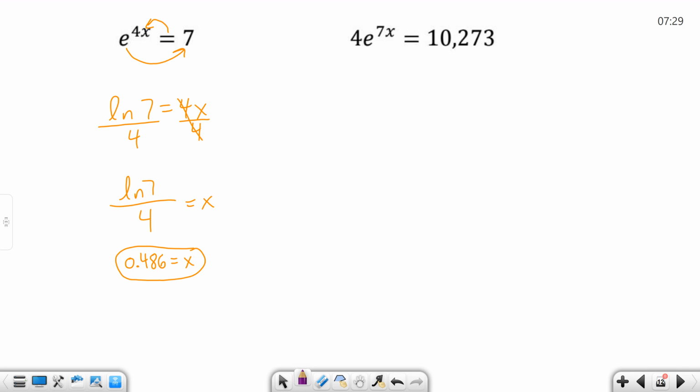Well, 4e to the 7x equals 10,273. Well, I need e to a power. I don't like that 4 there. That 4 messes me up if I try to rewrite this. I need an exponential here without the 4 there. So I need to divide both sides by 4. So then e to the 7x equals, and I'm just going to leave it this way right now.